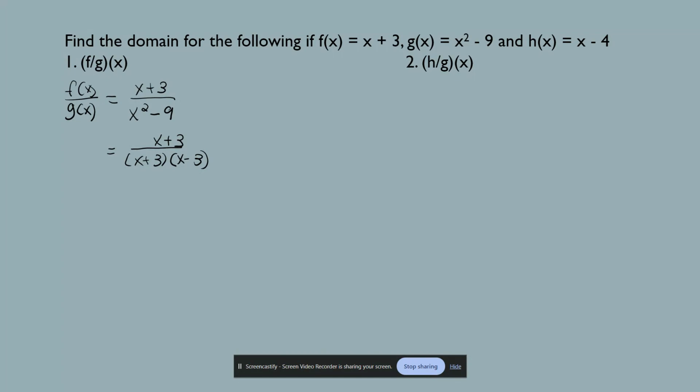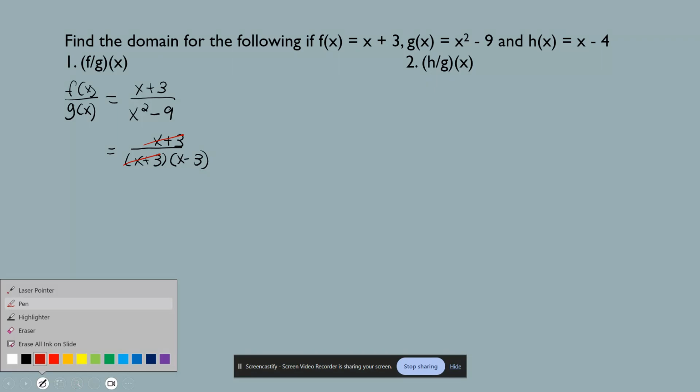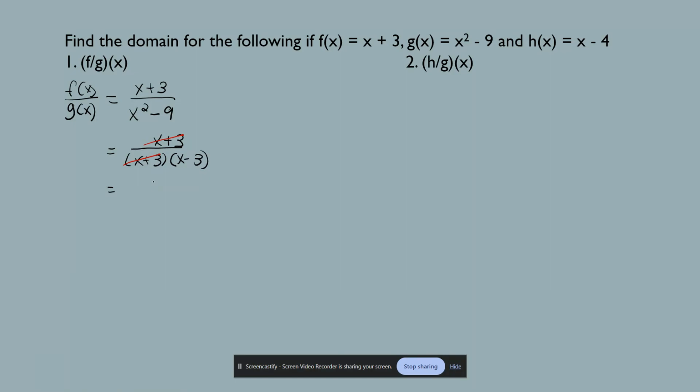So for here, now let's figure out, using the rationals, can I cancel anything? Then you will realize that I have x plus 3 on top here, and x plus 3 is also down here. So I can cancel that out, which ends up giving you 1 over x minus 3. So that will be your final answer.